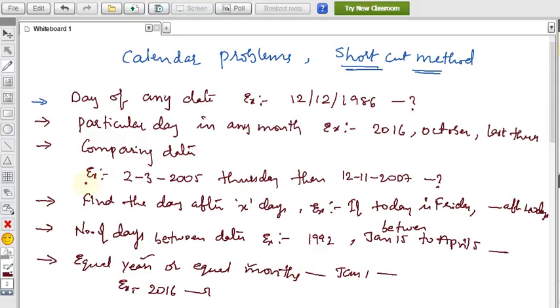Now these are the 6 methods in calendar problems. In any competitive exams, any type of questions that arise will be based on these 6 methods only. Now we'll see method wise. First we will see the day of any date. If any date is given, how to find out the day.